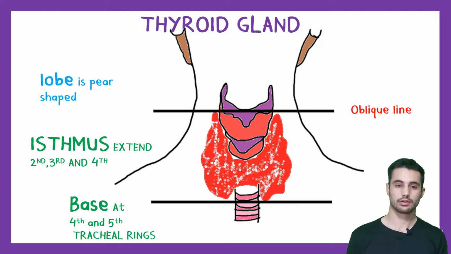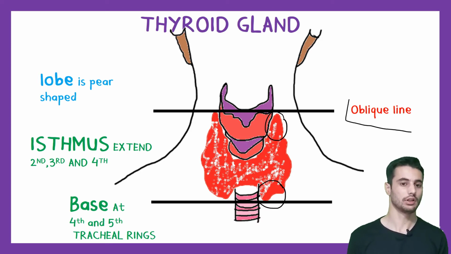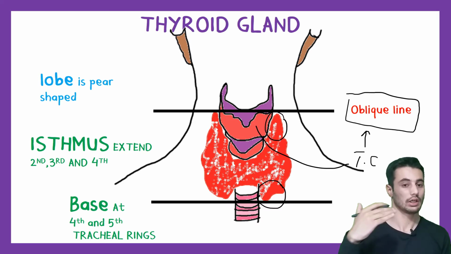The thyroid gland consists of the apex. Now this is the apex, and the base. The apex is directed upward to the level of this oblique line. Now what is forming this oblique line? Oblique line is formed by this thyroid cartilage. This is the thyroid cartilage forming the oblique line, and this oblique line is the boundary of the apex.